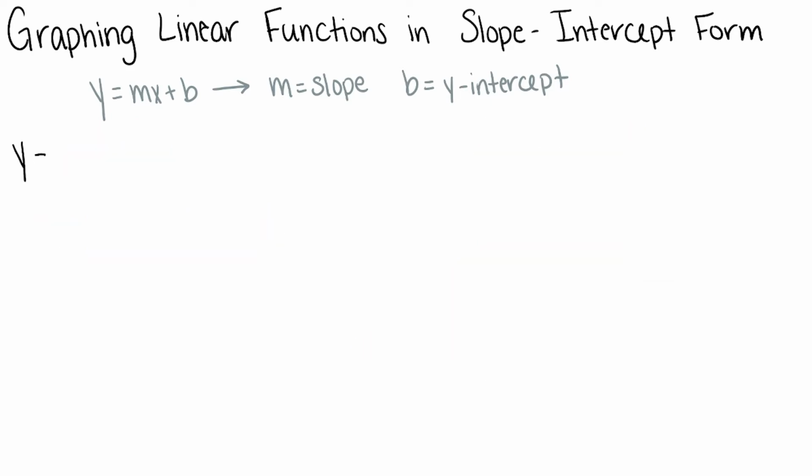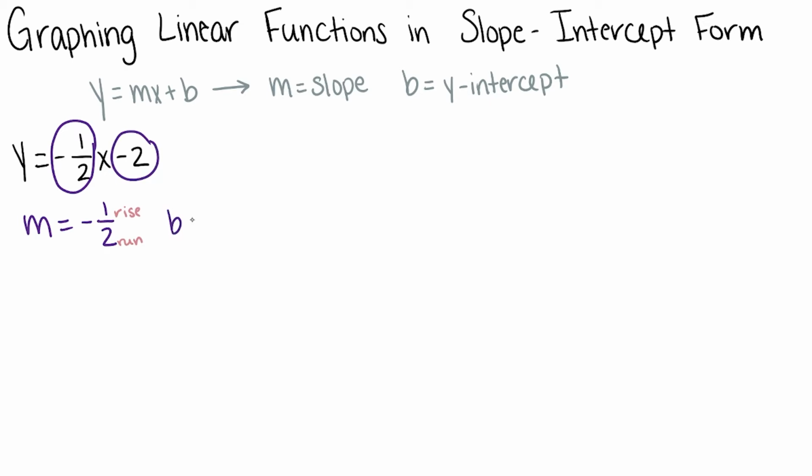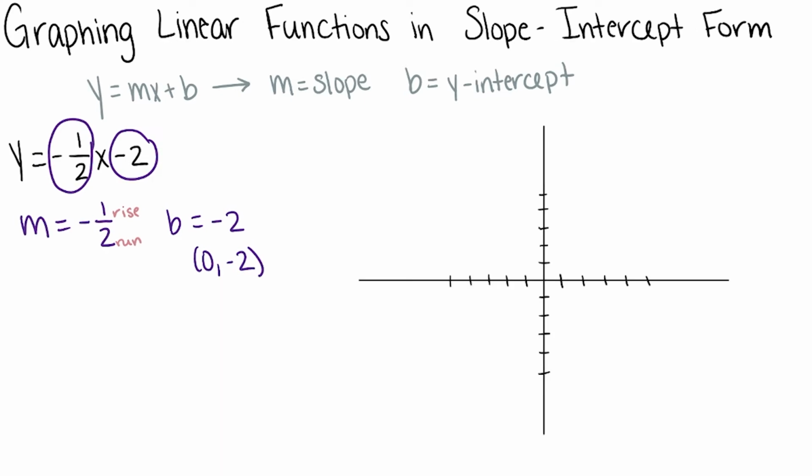Last, we have y equals -1/2 x minus 2. So our slope, which is attached to our x, is -1/2, which means our rise over run is -1/2. Our b is -2, which means our y-intercept is at (0, -2).